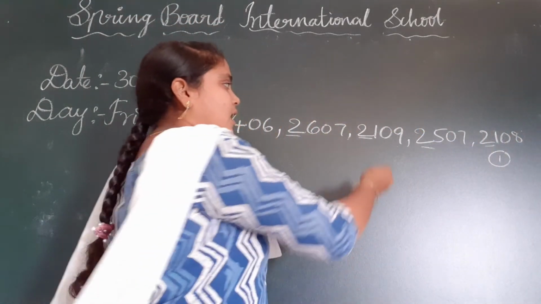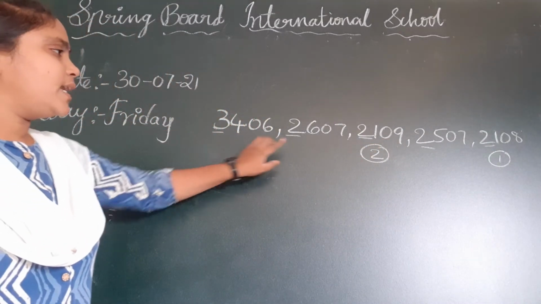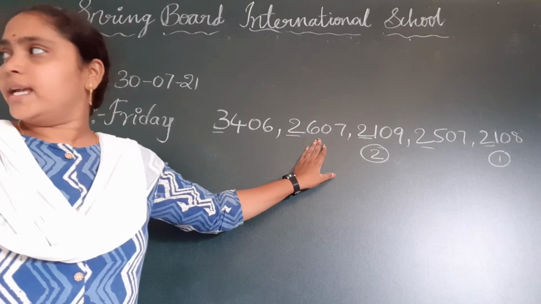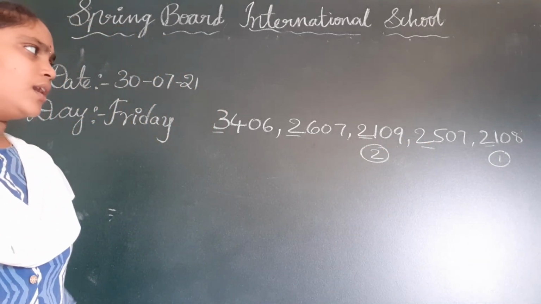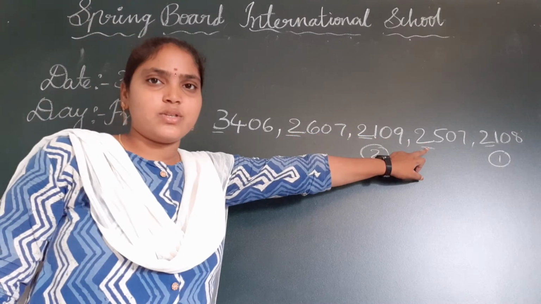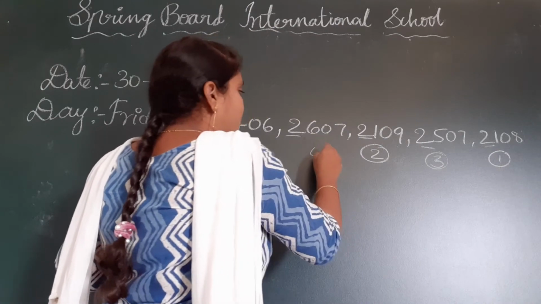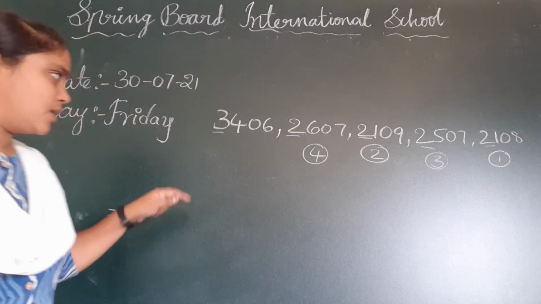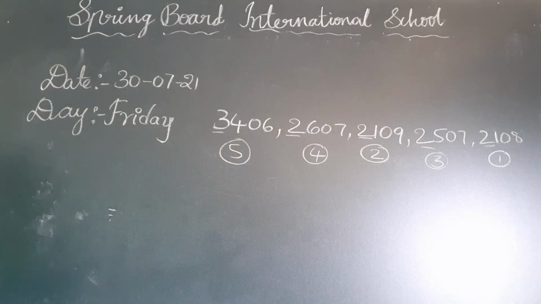This is first and this is the next number. Next observe the remaining 2607 and 2507, children. So which one is smallest? Yes, 2507, and then 2607, and then finally 3406. So first give the numbers.